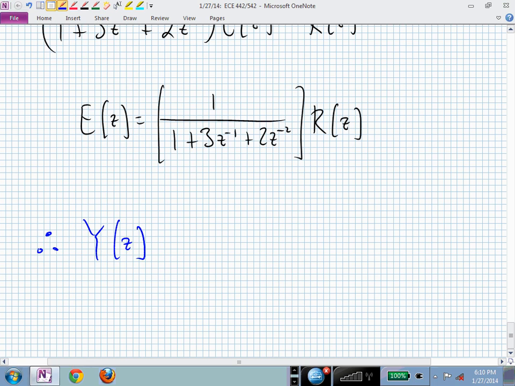But now we have Y of z is equal to z to the minus 2 E of z, but that's just in terms of r.